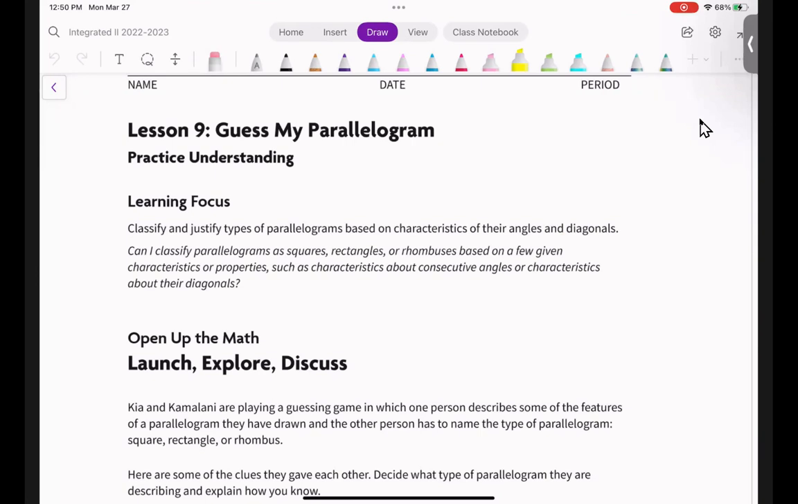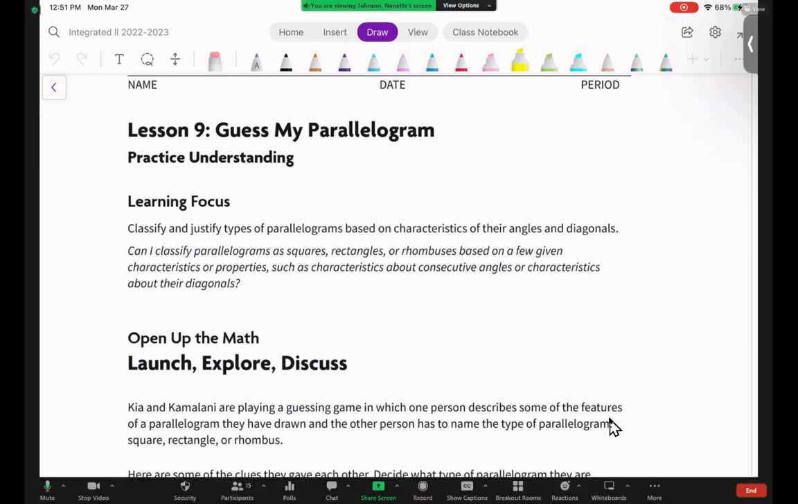So in this lesson, you'll be able to classify and justify types of parallelograms based on characteristics of their angles and diagonals. Can I classify parallelograms as squares, rectangles, rhombuses based on a few given characteristic properties, such as characteristics about consecutive angles or characteristics about their diagonals? Okay.